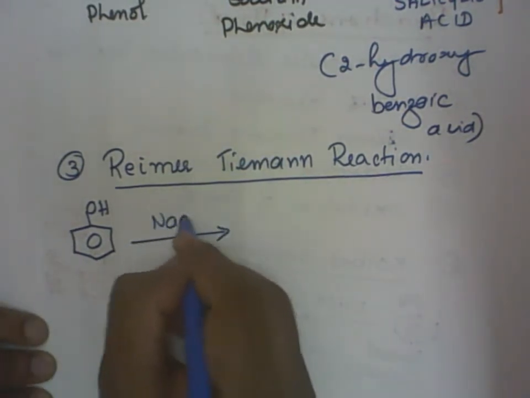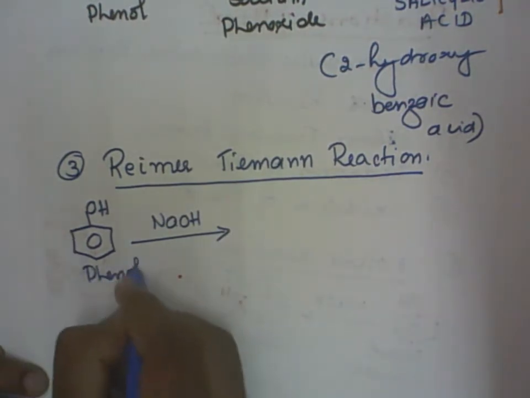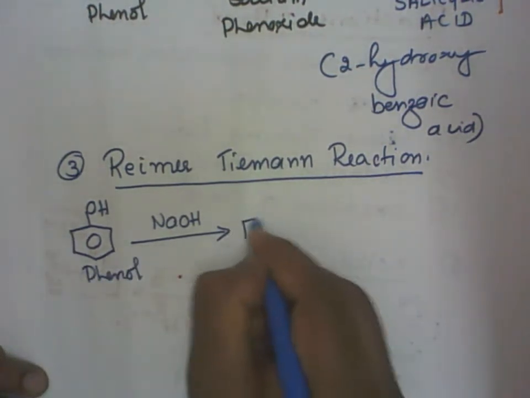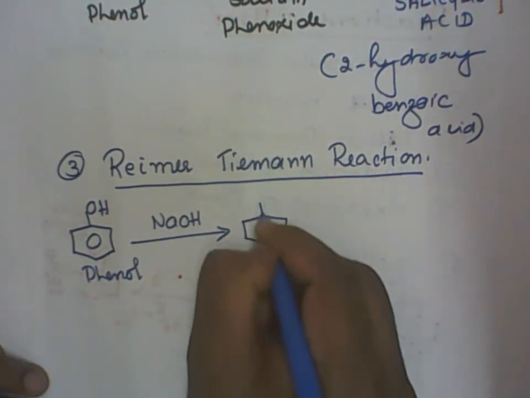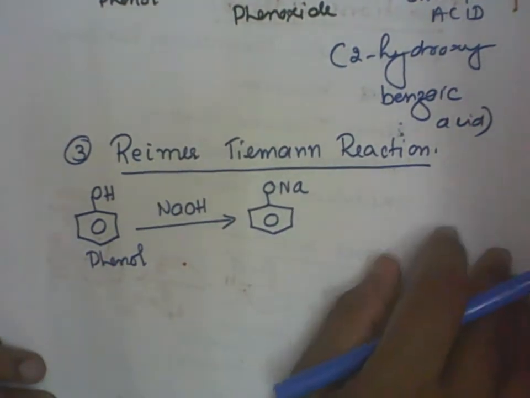Phenol is treated with sodium hydroxide, NaOH. So what will you get now? We will get sodium phenoxide, the benzene ring attached to ONa, plus water. Generally we will not write the side products here.